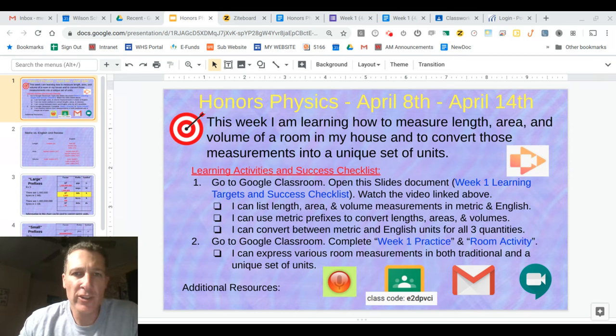This information is being rolled out on Wednesday, April 8th, and will be due by 11:59 p.m. on Tuesday, April 14th. This week, you will be learning how to measure length, area, and volume of a particular room in your house, and you will be able to convert those measurements into a unique set of units.